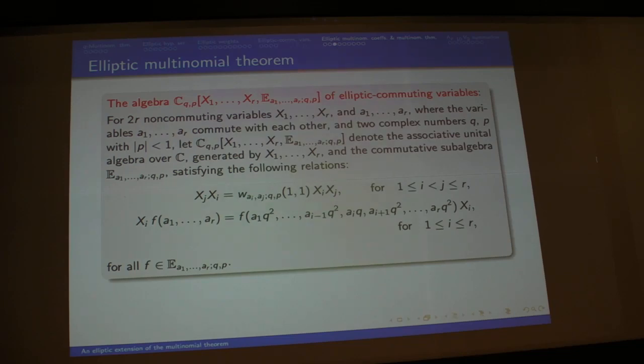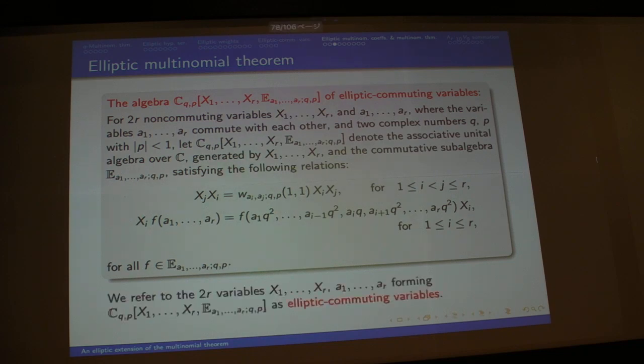And now we have this rule, so that if xi acts on a totally elliptic function in a1 to ar, in particular to these weights here, which will appear in many places, it will shift the variables aj by q squared, but the ith variable will be shifted only by q. Of course, one can do that, but in addition, it satisfies nice properties. So I call these elliptic commuting variables.